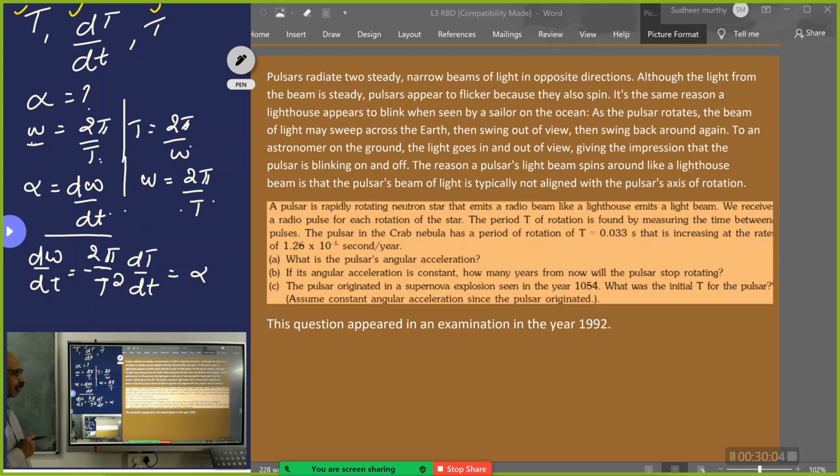Okay, friends? Sir, dt by dt, how? How did you get it? We differentiated omega. Omega is equal to 2 pi by T. We differentiated omega, d omega by dt. See, now T is a variable here. T is not constant, it is variable with respect to time. So this differentiation gives you minus 2 pi by T square into dT by dt.